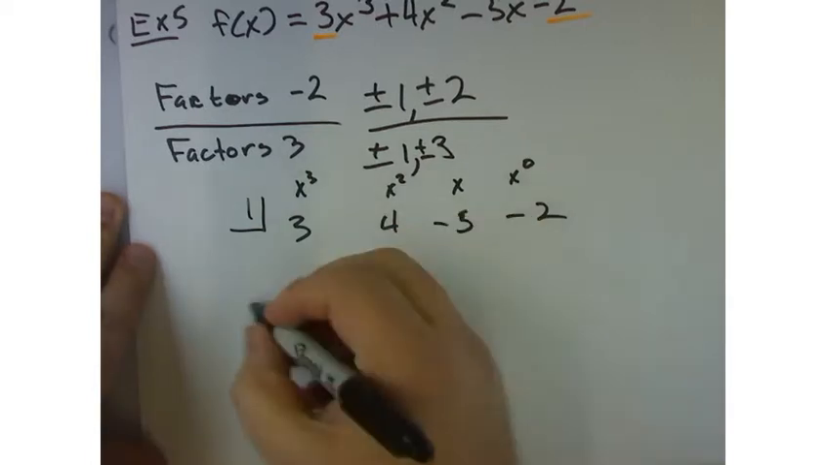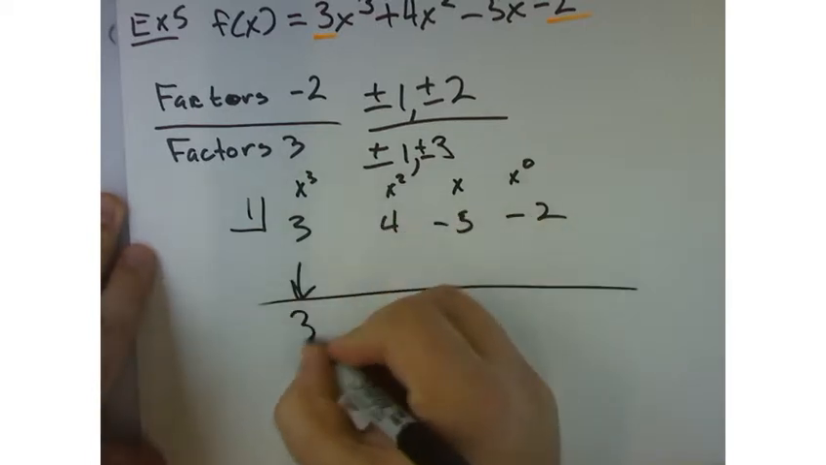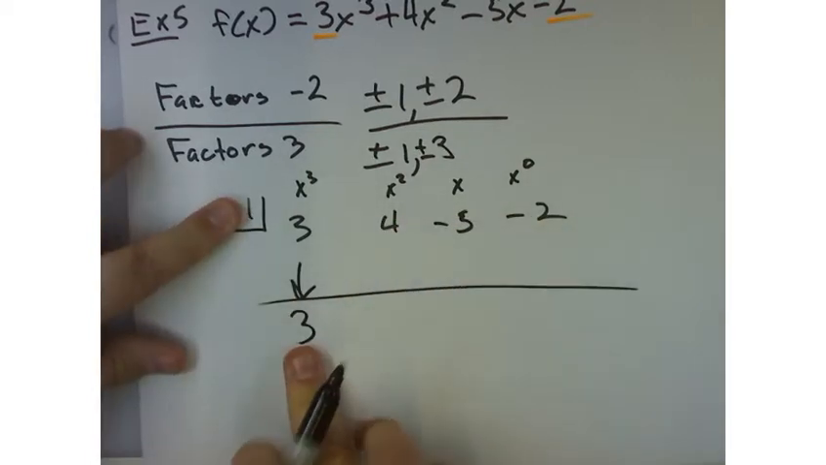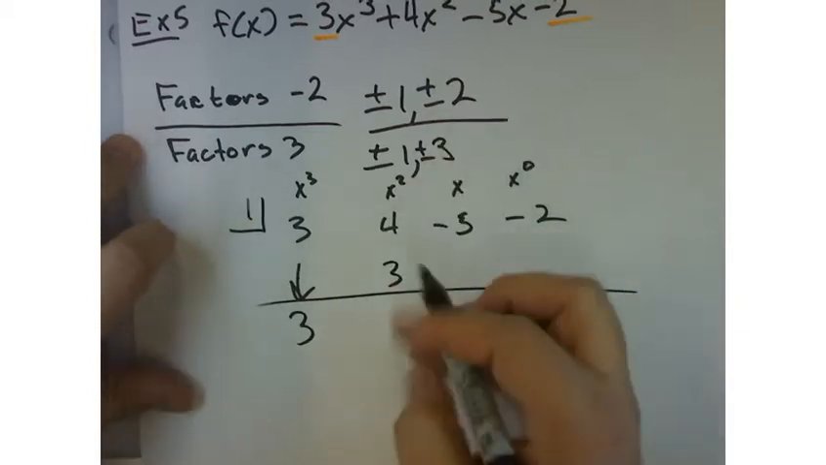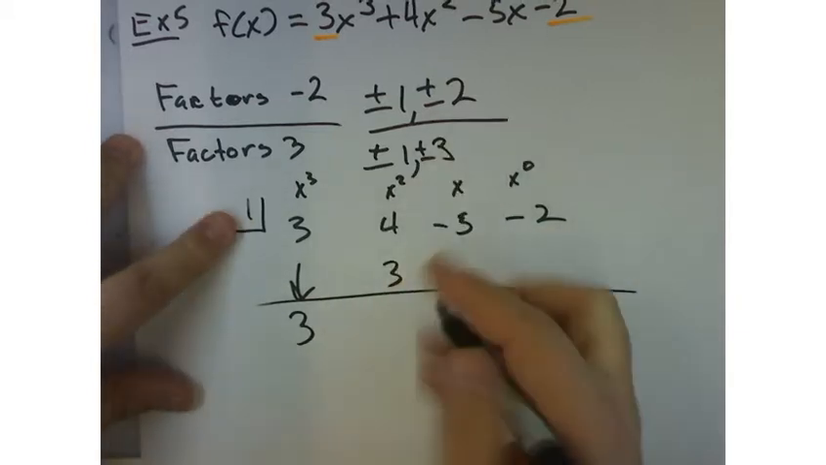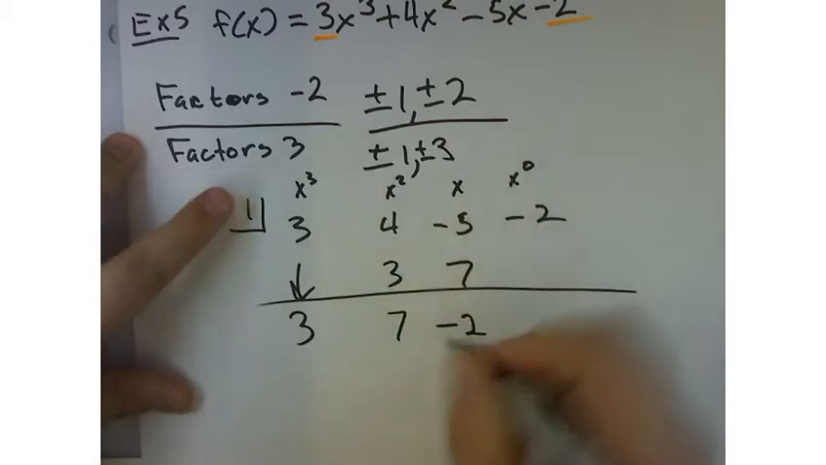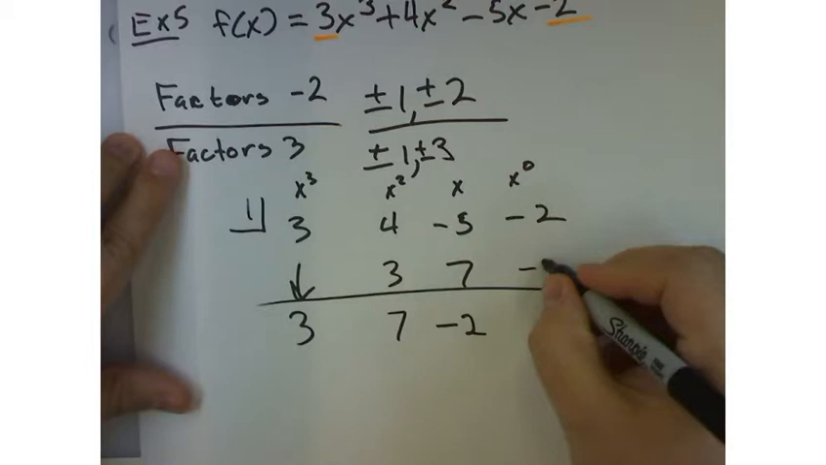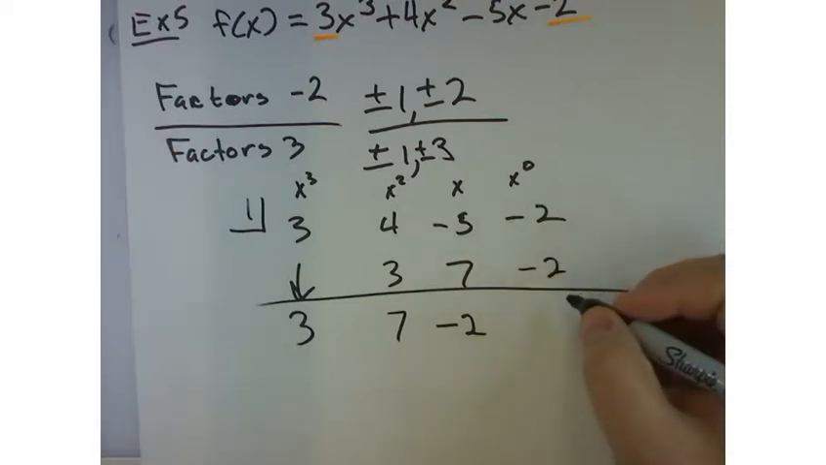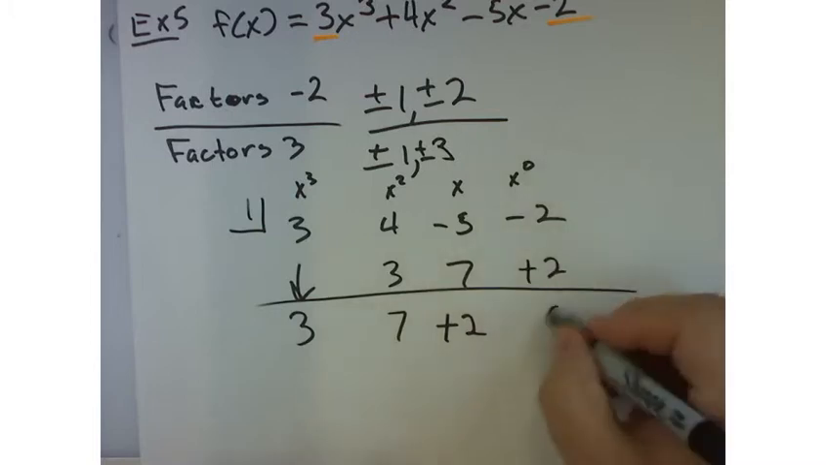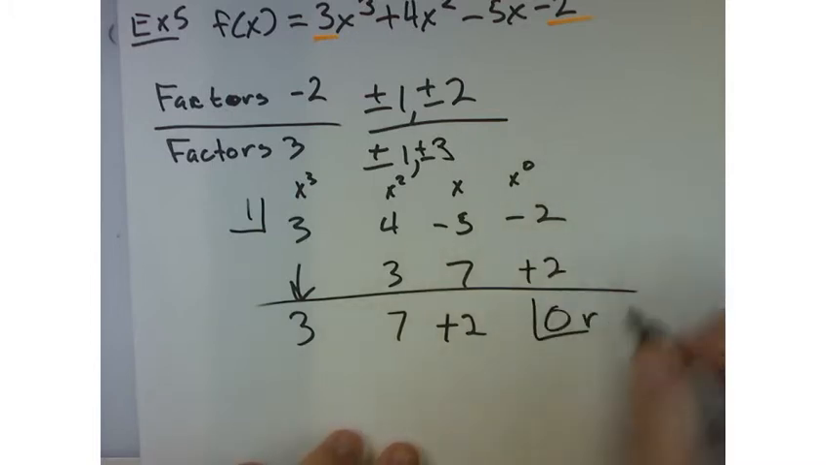So now to do synthetic division, drop down the 3. 1 times 3 is 3. Add those up, 7. 1 times 7 is 7. Add these up, negative 2. Add these up, negative 4. Wait a minute. Somewhere I made a mistake. Oh, this is positive 2. All right. So that's a remainder of 0.